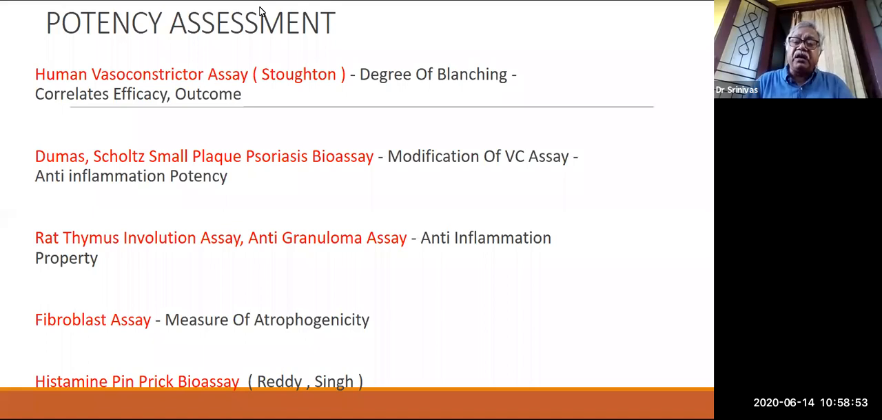Personally, in my opinion, this assay is a far better assay than the human vasoconstrictor assay, because here at least the mast cells are activated, histamine is liberated, there is some amount of inflammation, and we are studying the effect of steroid on these qualities rather than just the vasoconstrictor assay. Unfortunately, the steroids have not been categorized with this assay, and that study needs to be undertaken.